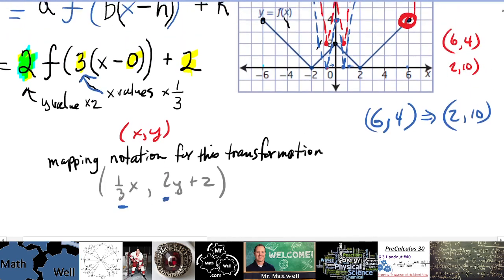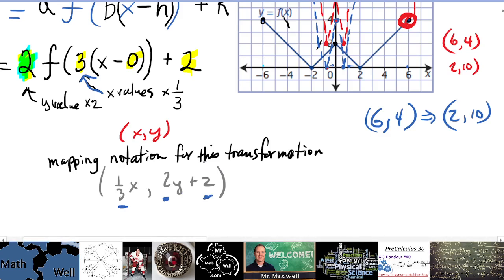The other thing we did was we multiplied every y value by 2. So that's why we have a 2 in front of the y. And then we also added 2 because we moved it up. So if we go 4 times 2 plus 2, that equals 8 plus 2 is 10. And that's what we see there. So this mapping notation, you can take any individual point and you can get its corresponding point, which sometimes will be very helpful.